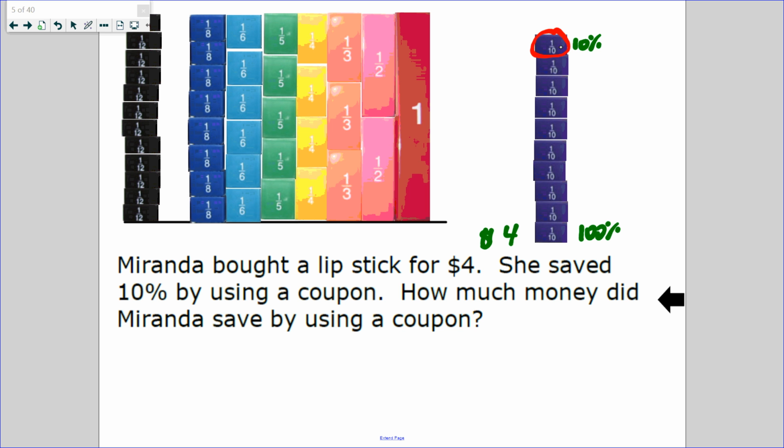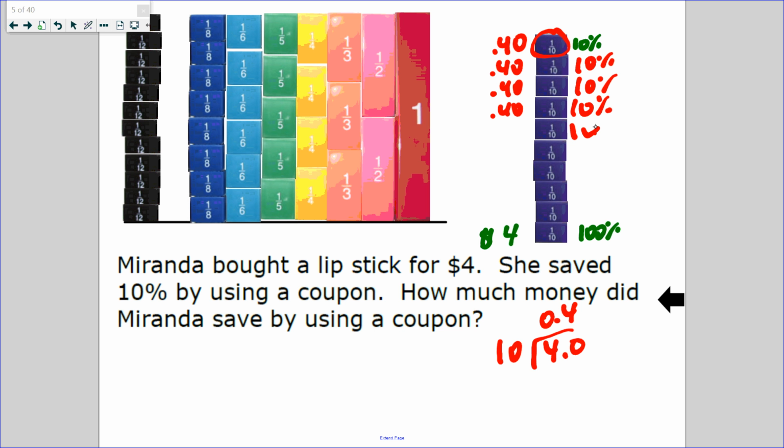As you can tell, it is broken into 10 parts. So 100 divided by 10 is 10%. What is $4 divided into 10 parts? Can 10 go in 4? 0 times. Can 10 go into 40? Yes, 4 times, so I put a 0 there. So each 10% represents 40 cents. To check my work, what is 50%? 40 cents, 40 cents, 40 cents, 40 cents, 40 cents is $2 or 50%.